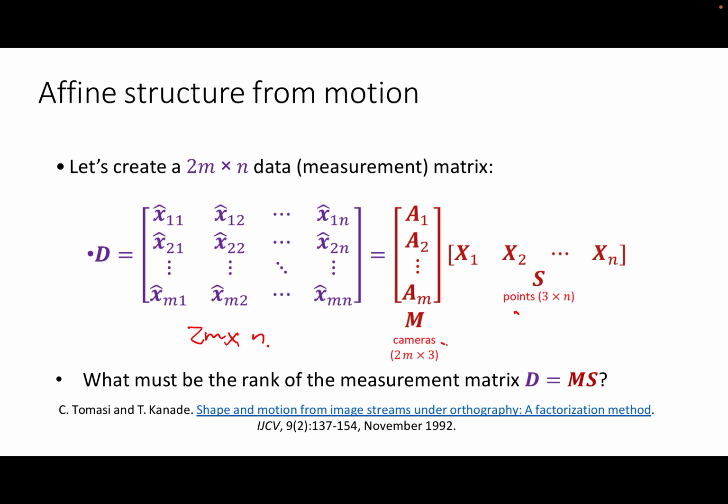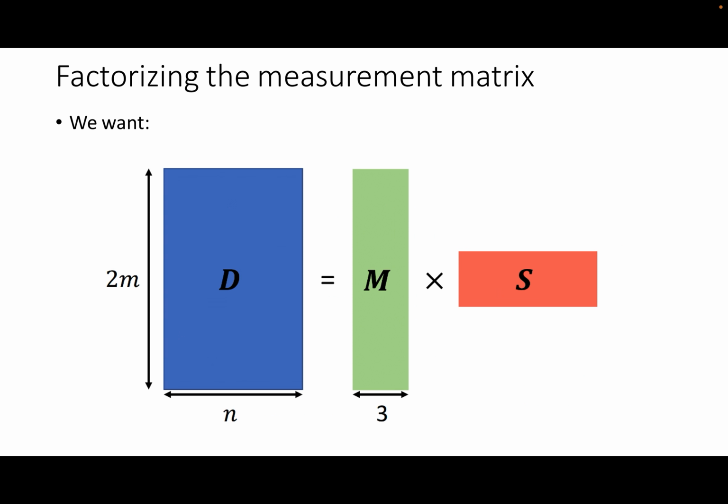So D is what we know, right? And M and S are what we do not know and what we want to get. So from matrix D, how can we recover the camera parameter matrix M and the points S? That is the goal of affine SfM. If you have taken linear algebra, you are probably a little bit familiar with this figure. D is a 2m by n matrix, M is a 2m by 3 matrix, and S is a 3 by n matrix.